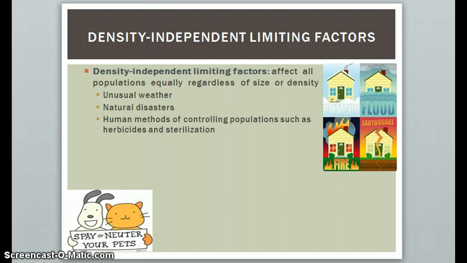density-dependent and density-independent. Density-dependent limiting factors have a large effect on large populations and smaller effects on smaller populations. Density-independent limiting factors have the same effect regardless of the size of the population.